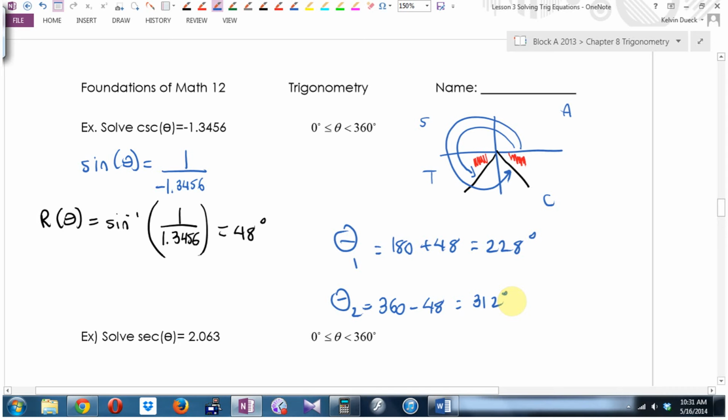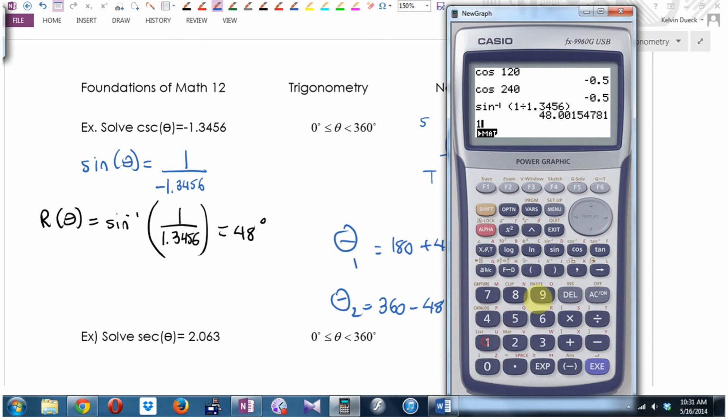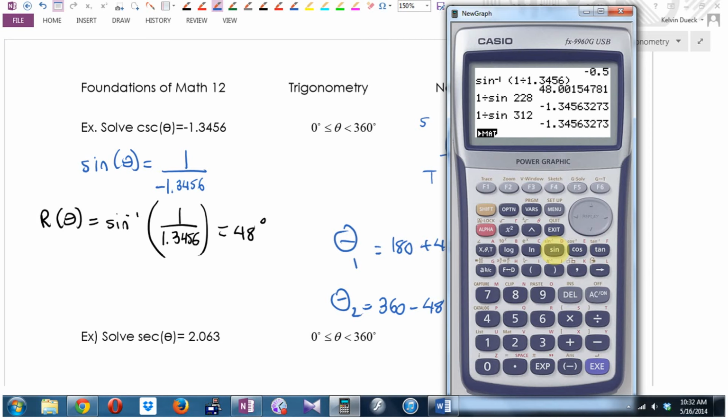Now, if I wanted to check here, I would go like this. 1 divided by the sine of, what was my first angle? What was theta 1? 228. That should be really close to negative 1.3456. And I would go 1 divided by sine of, what was my second angle? 312. That should also be really close there. So, Cole, easy way to check your answers. And the checking takes like a second. So it's pretty worth doing.